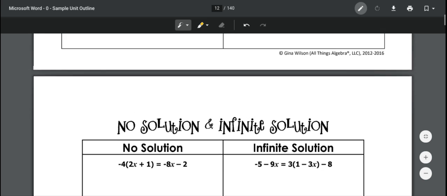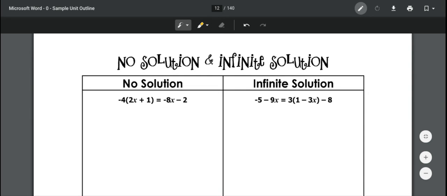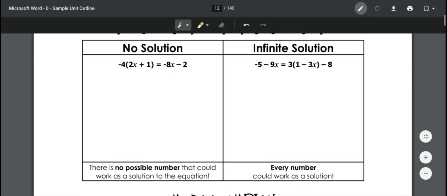Okay. Part of lesson 2 are some special types of equations that don't end with what you're used to. So most of the time they end with just one solution, like x equals 2. But sometimes there is no possible number that could work as a solution to the equation.